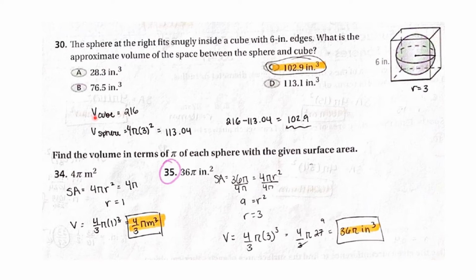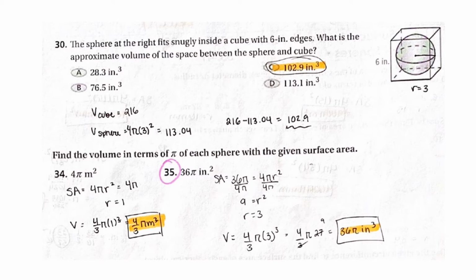So I started by finding the volume of the cube, which was 216, because the base would be 6 by 6, 36, 36 times 6, 216. So the whole volume of the cube is 216. And then since the width of the cube is 6, that means that the radius would be equal to 3. So when I find the volume of the sphere, that would be 4 pi r squared, which is 4 pi times 3 squared. And when I plugged that all into my calculator, including 3.14, I got 113.04.